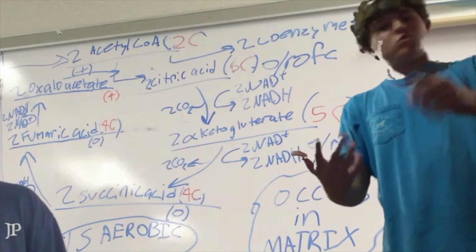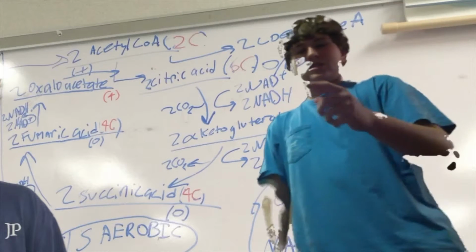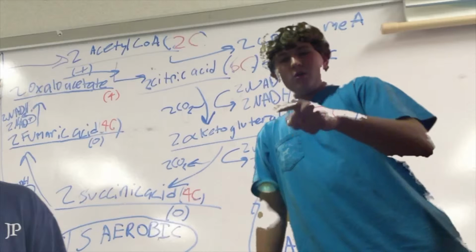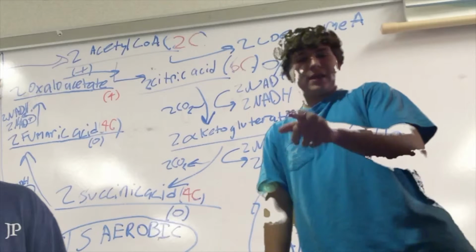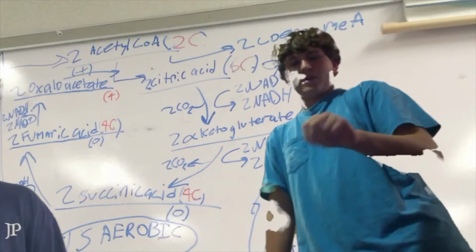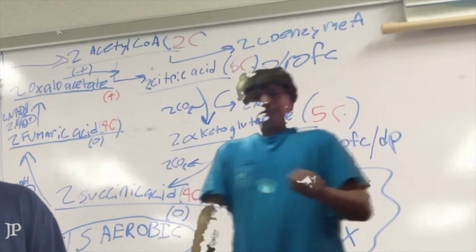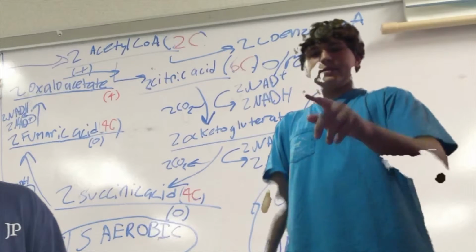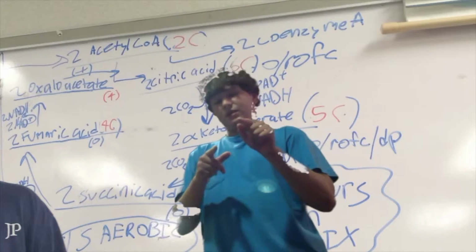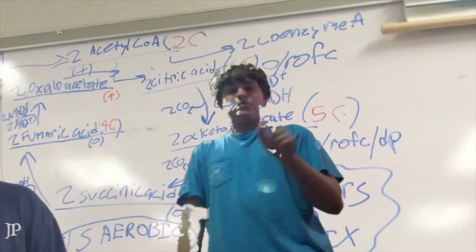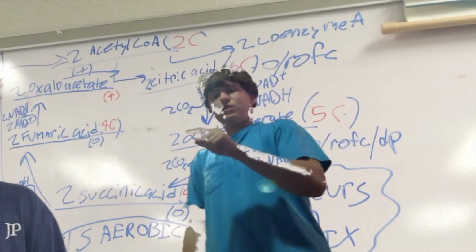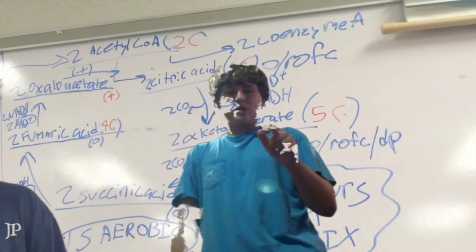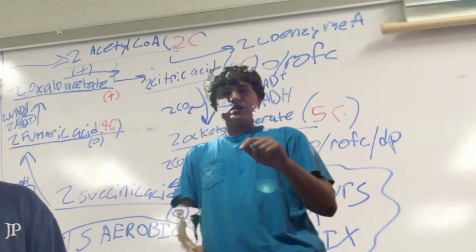And it becomes 2 NADH, and it releases CO2 once more. And then it becomes 2 succinic acids, which is a 4-carbon compound. Okay, then it turns into 2 fumaric acids, and this time FAD is oxidized, turns into FADH, and it is taken to the electron transport chain with 2 NADH also.